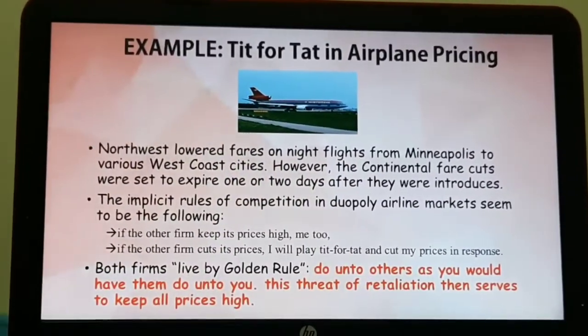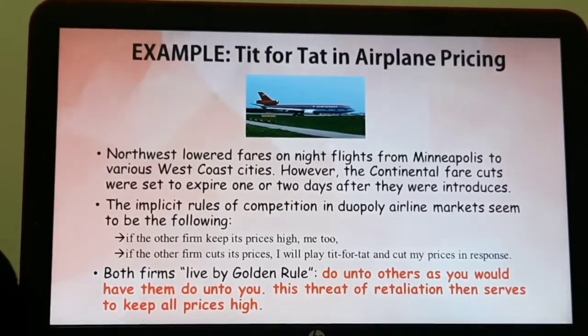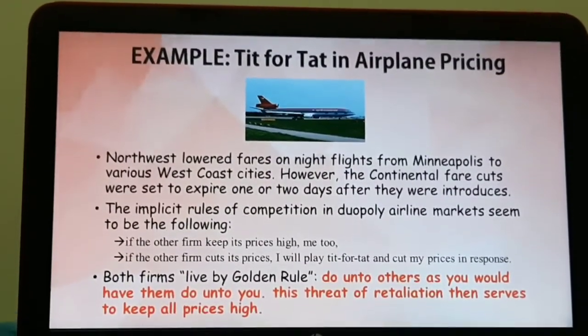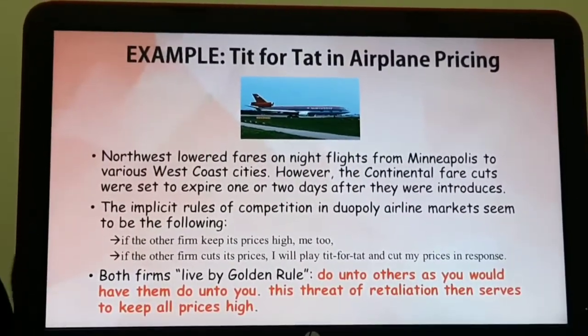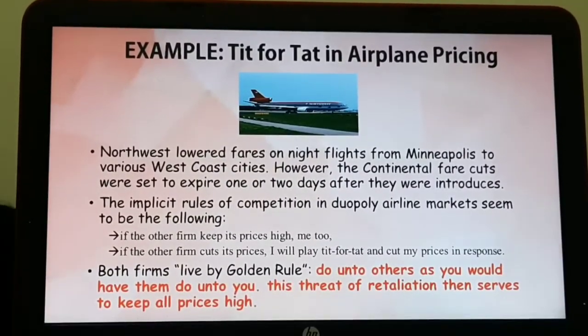And both firms live by the golden rule. It says do unto others as you would have them do unto you. This threat of retaliation then served to keep all prices high.